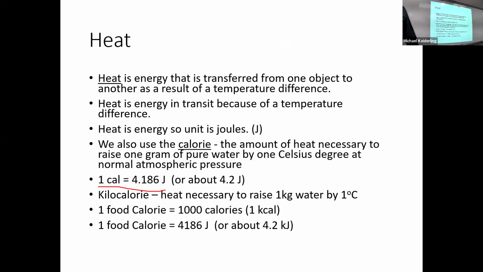Heat is energy that's transferred from one object to another as the result of a temperature difference. So heat is energy in transit because of some difference in temperature. And heat is energy, so the unit for heat would be joules. However, we also use a calorie, which is a unit developed for heat before we knew that heat was energy. A calorie is the amount of heat required to raise 1 gram of water 1 degree Celsius at normal atmospheric pressure.